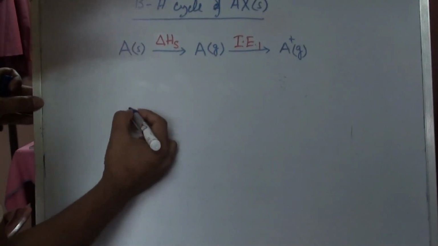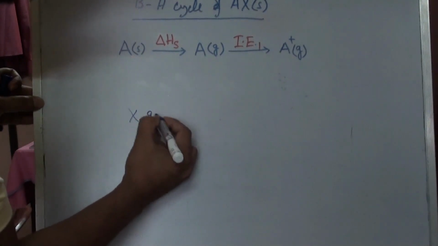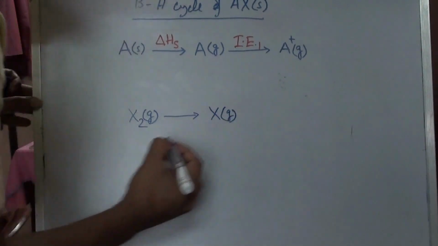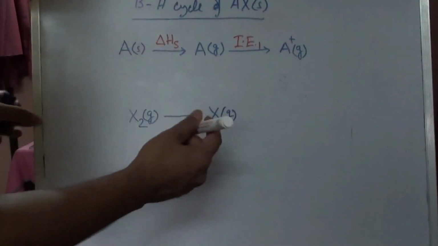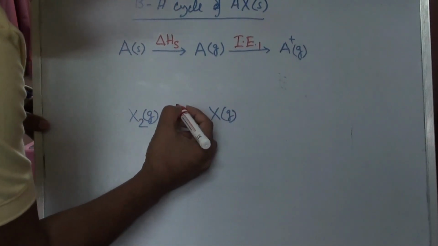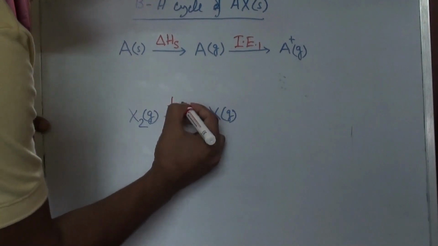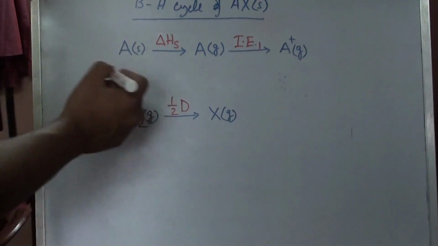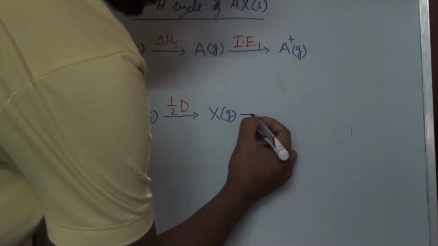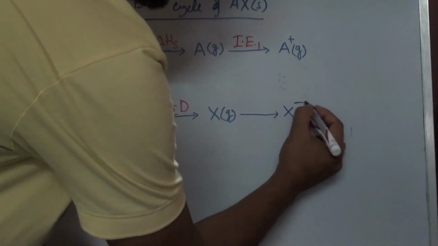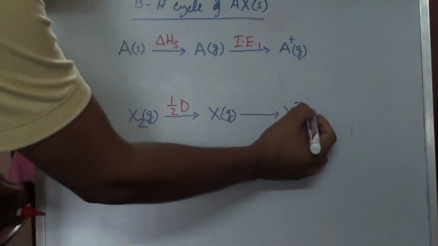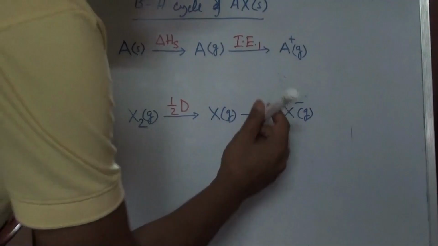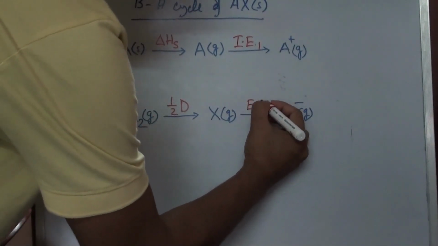Now the second one, X2 gas to X gas, and this step is nothing but bond dissociation energy. So here the energy involved is half D, since only one atom is required from this molecule. Now the next step, X minus gas. So here also gas, here also gas, only one electron is gained from outside. So this step is nothing but electron affinity.